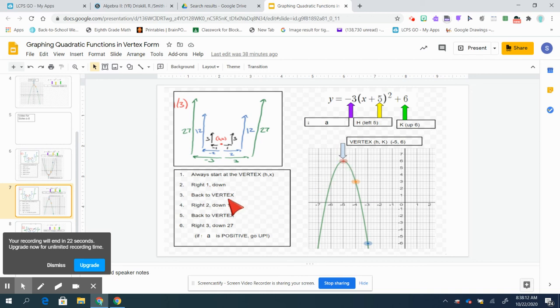Back to the vertex. Right 2, down 12, because 3 times 4 is 12. Okay, so right 2, down 12, and put our other point. We will probably not have space to do down 27, and that's okay. Just remember, if it's positive, go up instead of down.